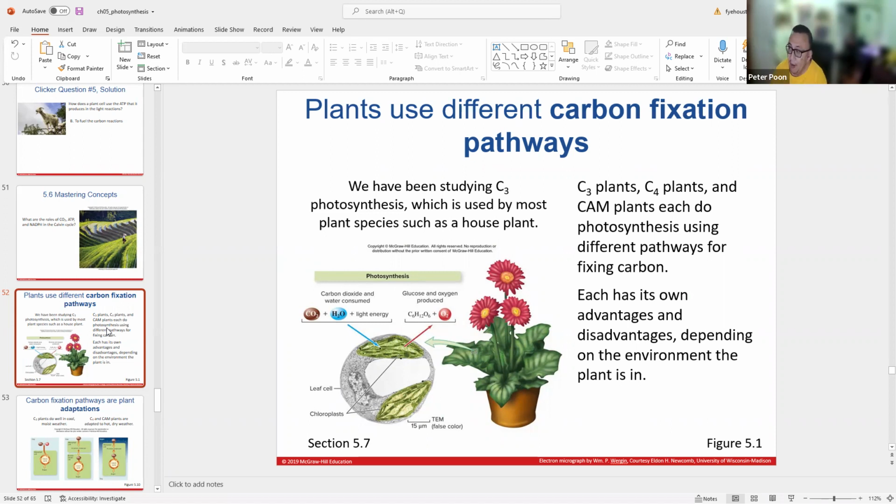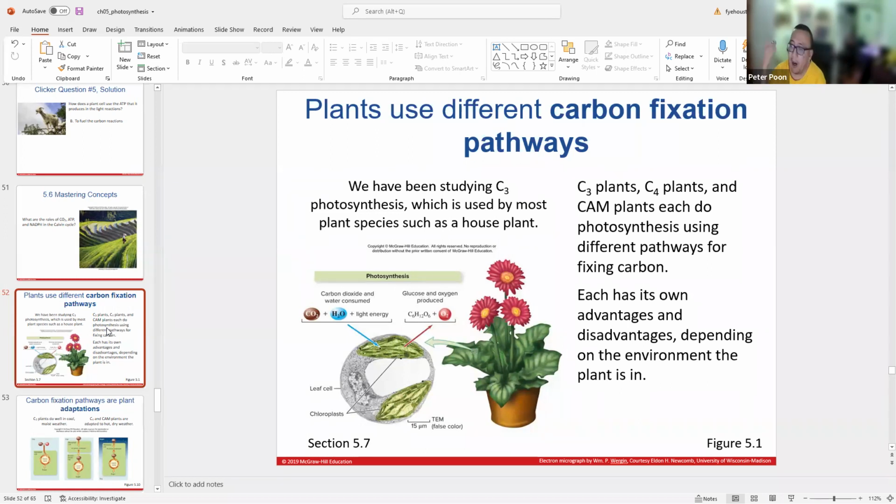However, there's a big, huge problem with C3 photosynthesis. C3 photosynthesis really only works great when there is a lot of water and not a lot of heat.